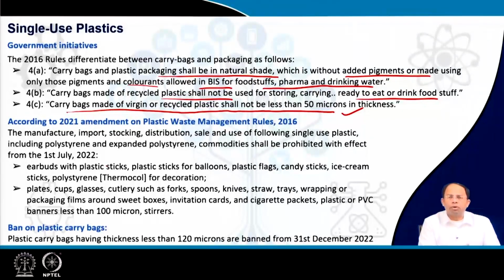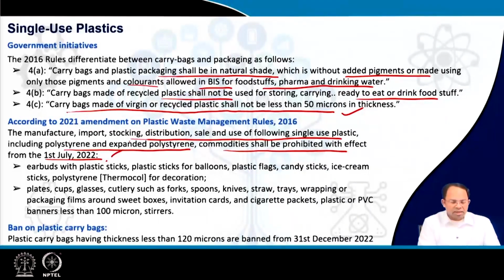A lot of material that we import from outside contains plastic within them. So the manufacture, import, stocking, distribution, sale and use of single-use plastic, including polystyrene and expanded polystyrene commodities, shall be prohibited with effect from 1st July 2022.